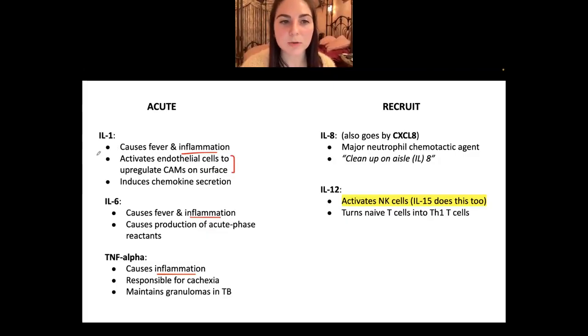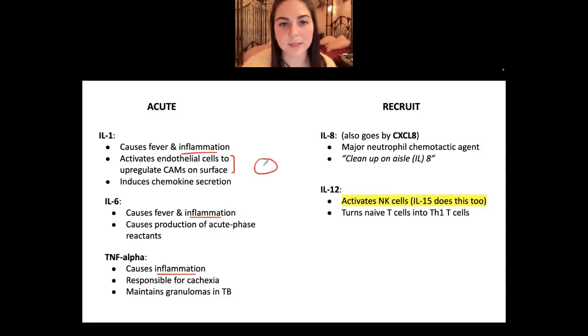So IL-1 also is going to activate endothelial cells to upregulate CAMs. So remember, with CAMs, that's important because if we want to recruit neutrophils, for example, we need them to come out at the right area. They need to be told where to leave the blood and come out to the tissue. And that's by CAMs being upregulated, those cell adhesion molecules.